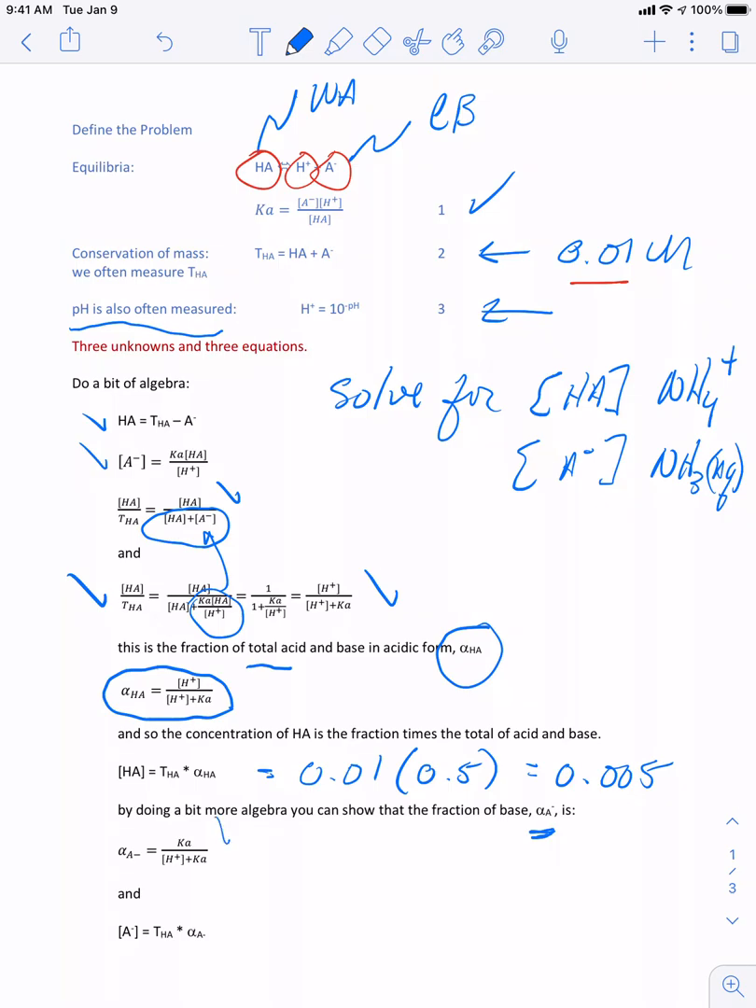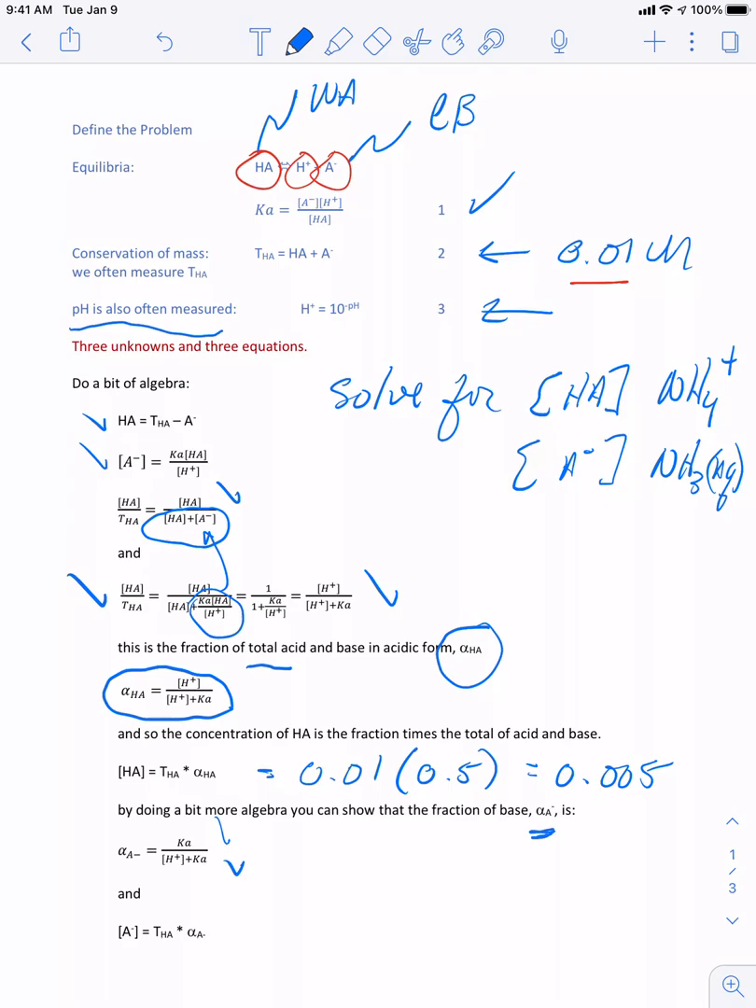By doing a bit more algebra, you can also show that the fraction of the base is Ka over H plus plus Ka. So I'll leave it to you to work out that algebra. But notice again the pattern. The numerator in this case is Ka instead of H plus, but my denominator, which is the sum, is H plus plus Ka. We're going to use this pattern strategically as we move from simple monoprotic acids, where only one proton comes off, to polyprotic acids. And the example we're going to do a lot, the problem we're going to solve a lot, is the carbonate system, because it plays such an important role in controlling the acid-base chemistry of most natural waters.